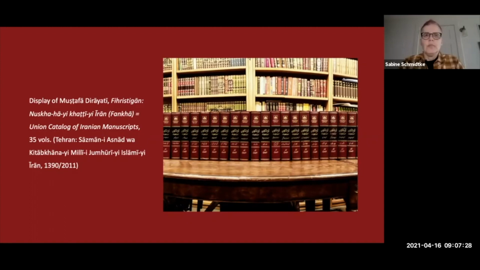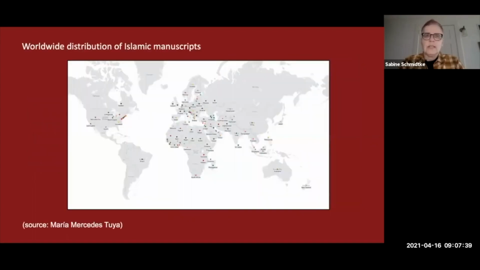Moreover, libraries with significant holdings of Islamic manuscripts are not confined to regions that are or were part of the Islamic world. Instead, they are spread all over the world. Important and substantial collections of Islamic manuscripts can be found across Europe, Russia, North America, and Australia, as well as East Asia. And now over to Karin, who will talk about textiles and manuscripts from the Islamic world.